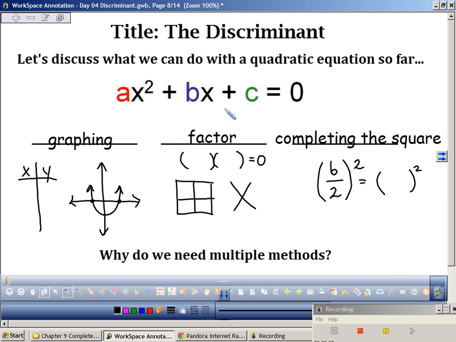So why do we need multiple methods like this? Can somebody tell me? Why do it all these different ways? Elton. Okay. Yeah, that's acceptable. So if you don't know how to do it one way, all right. I can think of a more direct way. Yes, Andrew. Depending on how the equation's set up. Why? Exactly. If you can't factor an equation, you can't use the box.